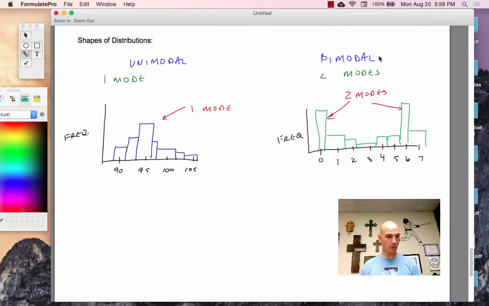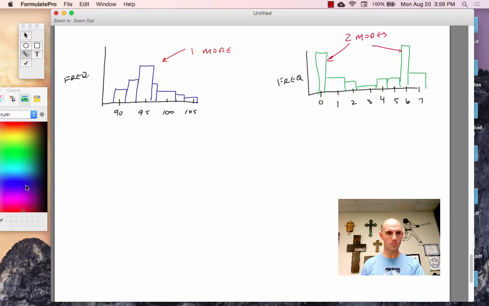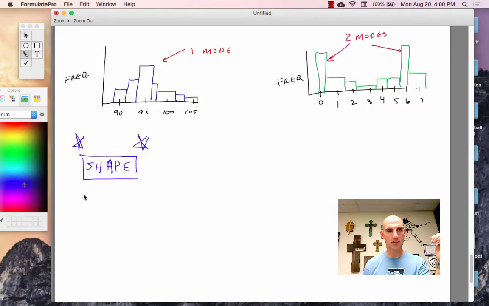And so I could have unimodal or bimodal data. One of the things we're going to talk about in depth is the shape of data. Okay, so when we're evaluating data and we're talking about comparing data or describing data, one of the biggest things, and I'm going to put a bunch of stars around this, is you need to be able to talk about the shape and look at the shape and determine what is going on here.